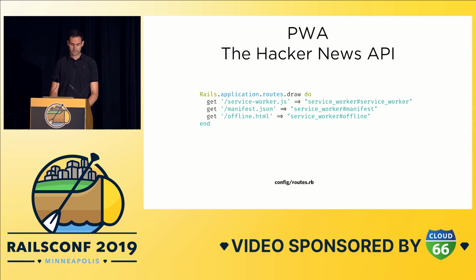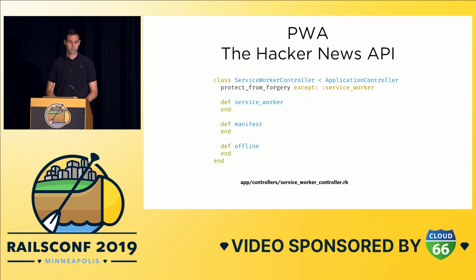In the routes file, I've got three different routes: one for the service worker, one for the manifest, and one for the offline file. They all go to the service worker controller. The service worker controller in this case doesn't do a whole lot. The only thing it needed was to remove protect from forgery for the service worker. It had something to do with it being a JavaScript file. Google Chrome wasn't happy.